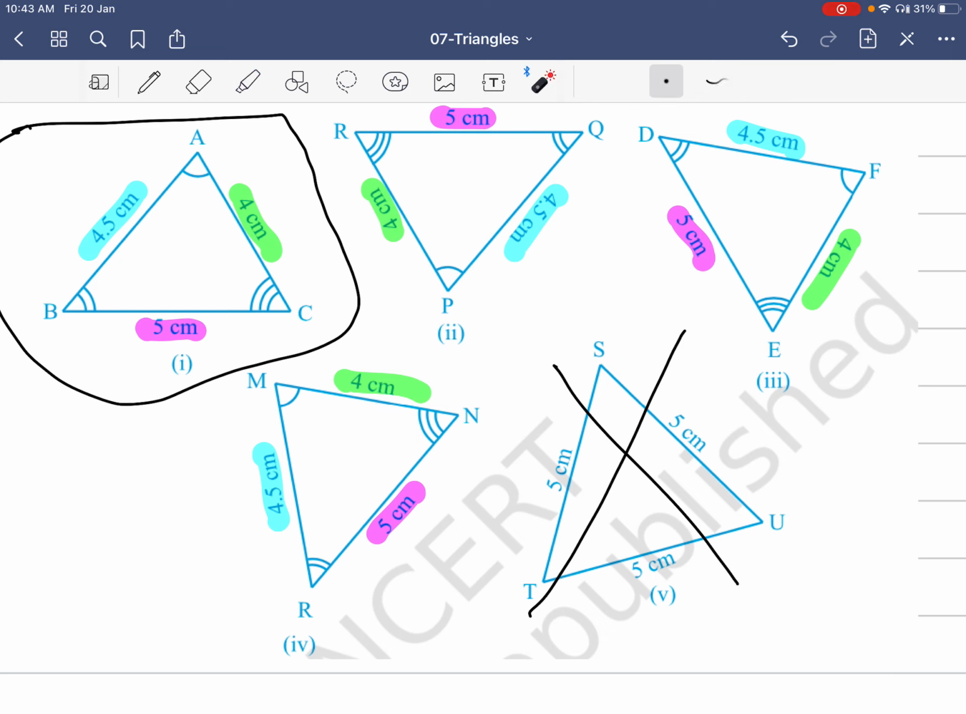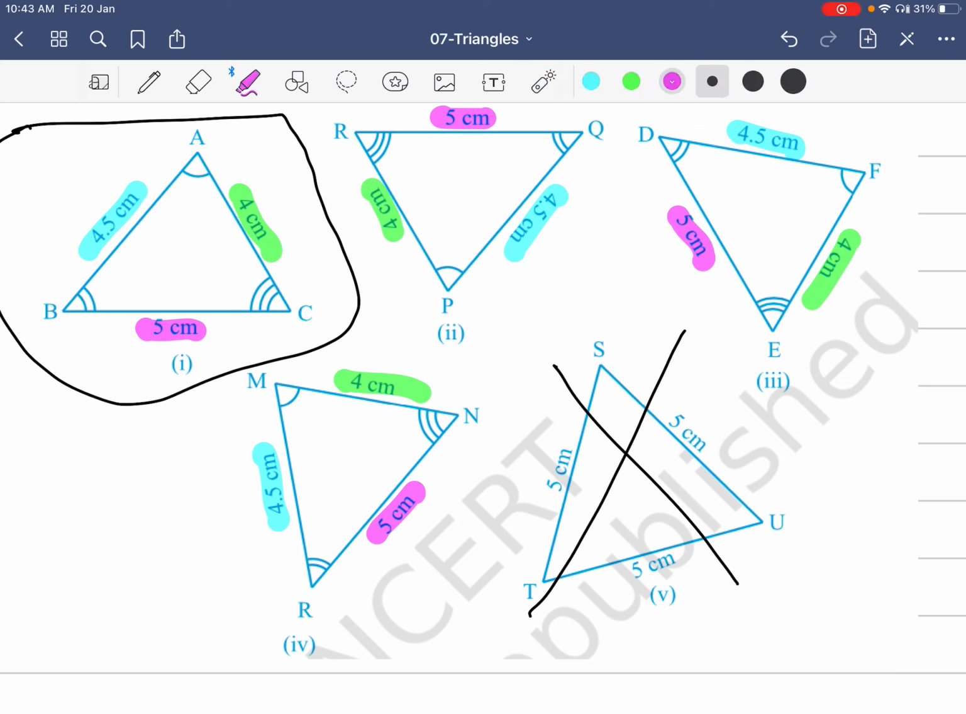We checked all the three sides of the triangle and we saw that whatever sides ABC has, the same sides PQR has, the same sides DEF has, and the same sides MRN has. So the side test is passed. Now let's go to the angle test.